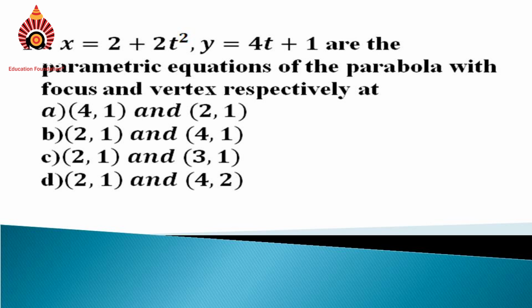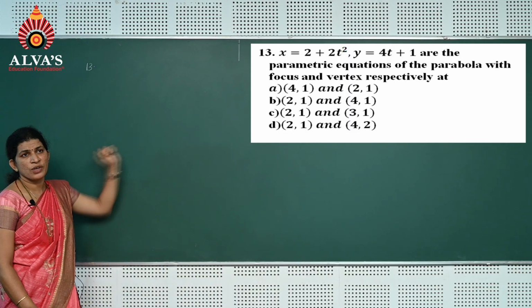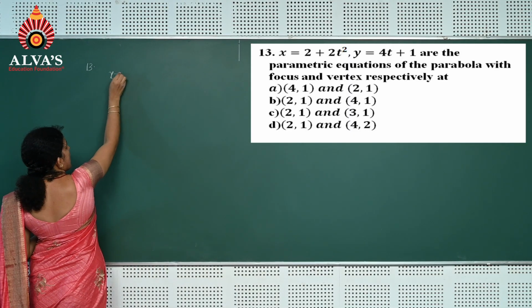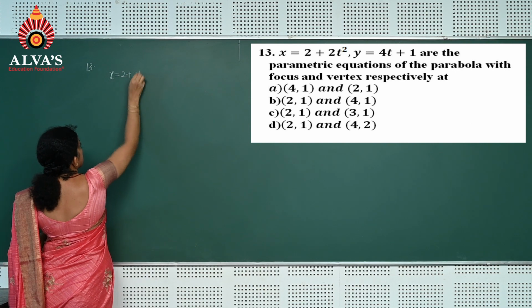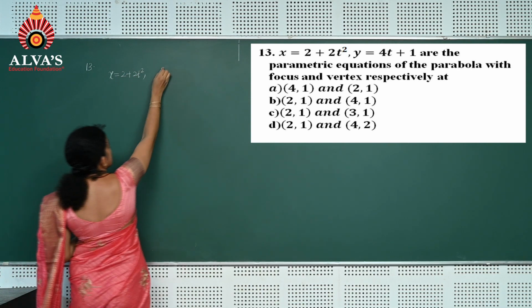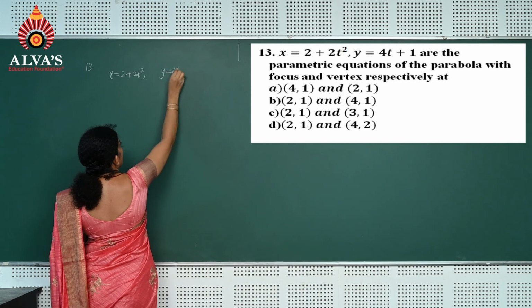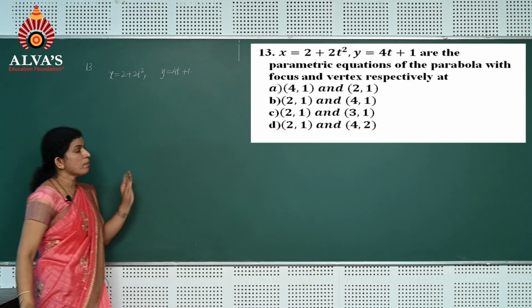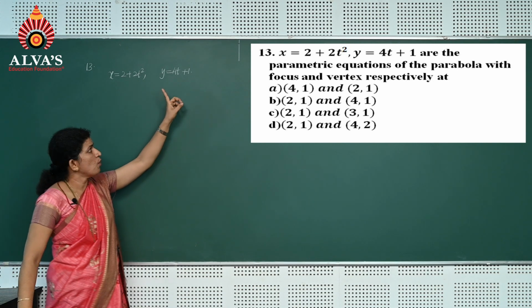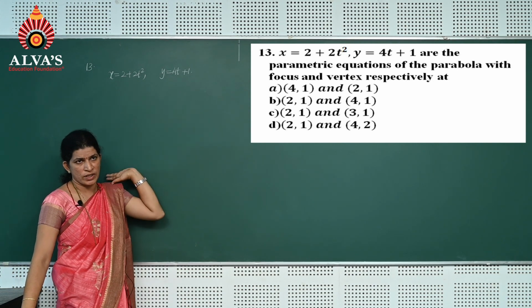Come to question number 13. The question is x equal to 2 plus 2t square, y equal to 4t plus 1, which are the parametric equations of the parabola. We want the focus and vertex of the given parabola. The parametric equations are given: one is x equal to 2 plus 2t square, another is y equal to 4t plus 1. We want the focus as well as the vertex.